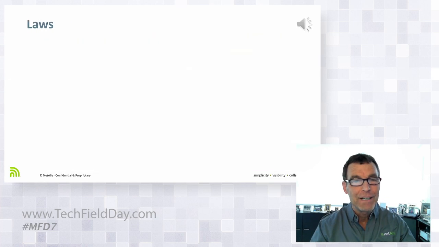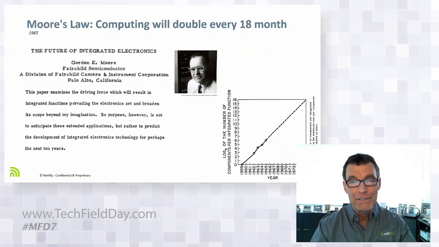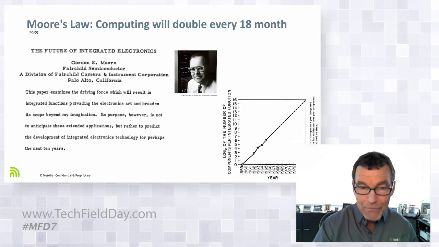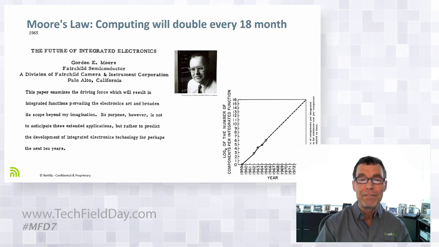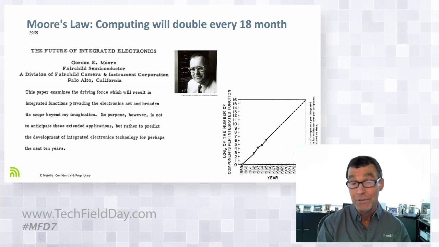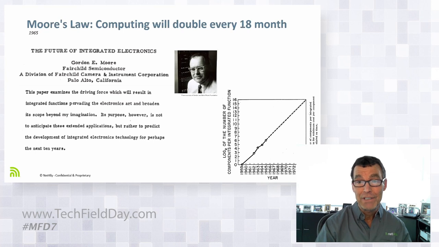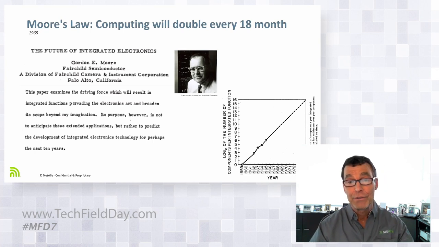So, Moore's law. Moore, 1965. Heavy integration was happening. People didn't even necessarily believe ICs were going to happen. They thought it was still going to be discrete componentry. And he came along and said, look, basically computing and memory is going to double every 18 months. And in fact, that turned out to be quite right.